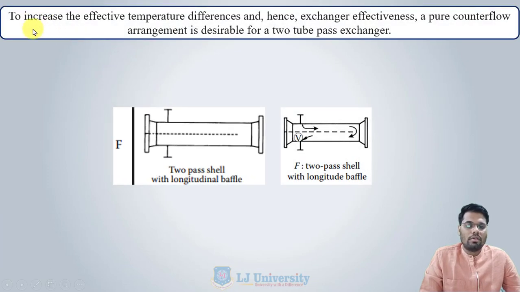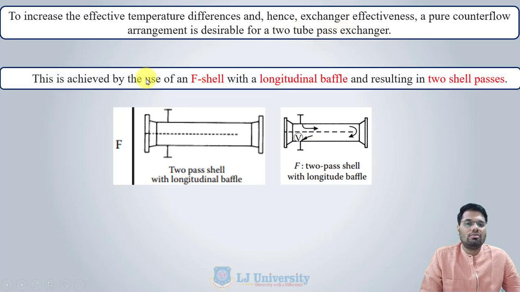The purpose of using the F type shell is to increase the effective temperature difference, and hence the exchanger effectiveness. A pure counterflow arrangement is desirable. For a two tube pass exchanger, this is achieved by the F shell. Here you can achieve two passes for the fluid, so you can achieve an exact counterflow arrangement. So the F shell is used for creating a counterflow arrangement with a longitudinal baffle.